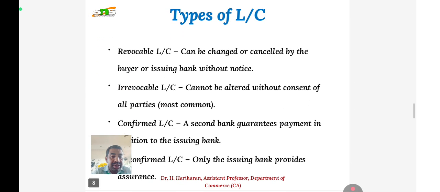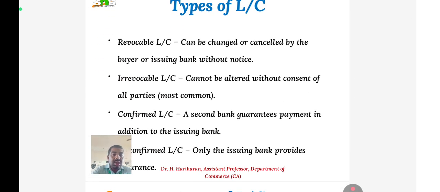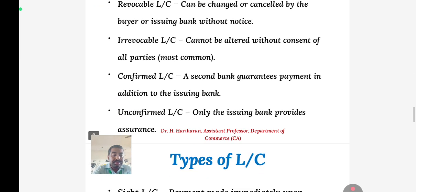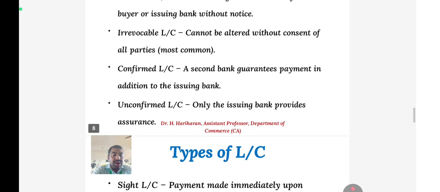Types of letter of credit. There are several types. The first is revocable LC, the second is irrevocable LC. Revocable LC is one where, without the knowledge of the seller, the other three parties can cancel the LC, whereas in irrevocable LC you cannot cancel the LC without the knowledge of the seller. Confirmed LC: a second bank guarantees payment in addition to the issuing bank. Along with the issuing bank, one more bank is giving a guarantee for the payment. Unconfirmed LC: only the issuing bank provides assurance.